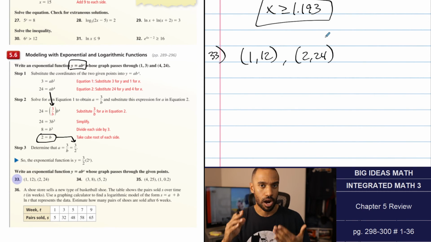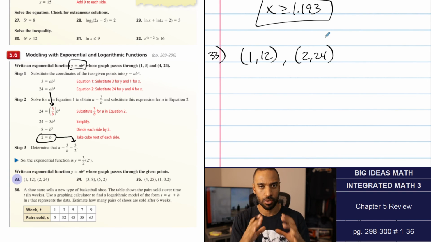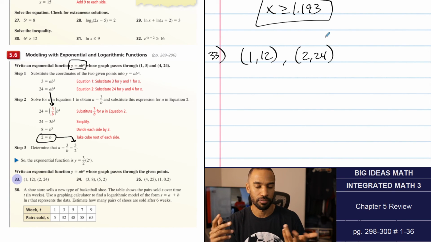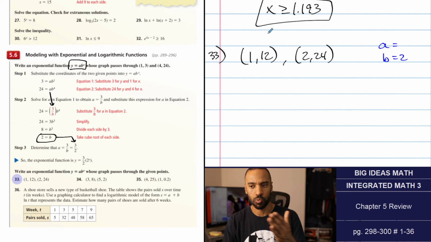Exponential functions are ones where each time x increases by 1, you're multiplying by another set of your growth factor, your b value, or decay factor if it's less than 1. This goes from 1 to 2 as x, so as the exponent increases by 1, we go from 12 to 24. We're multiplying by 2. I can tell you guys right now the b value is 2. The a value is your y-intercept value, y when x equals 0.